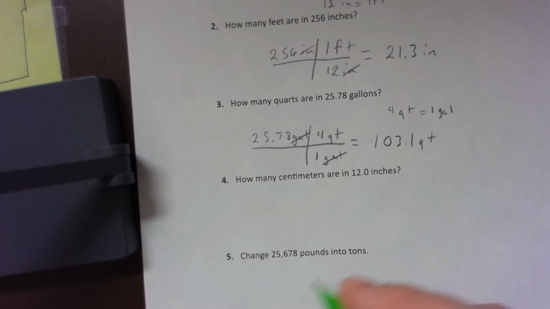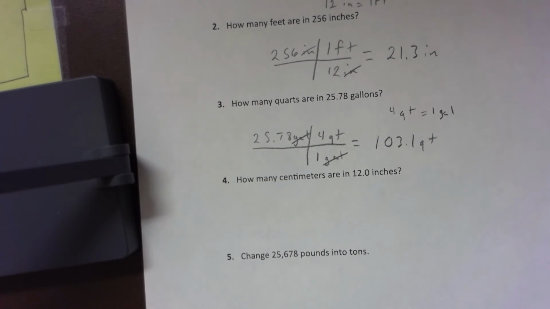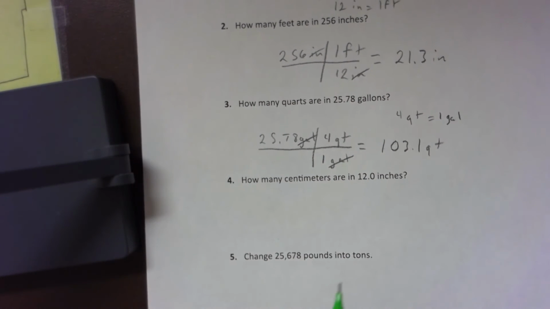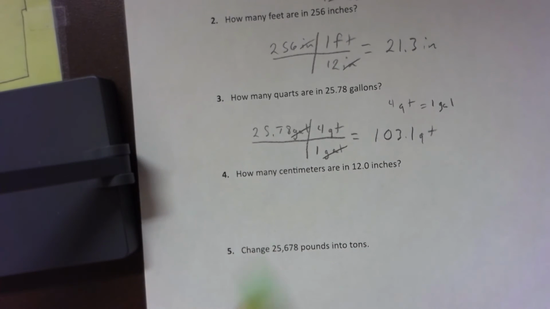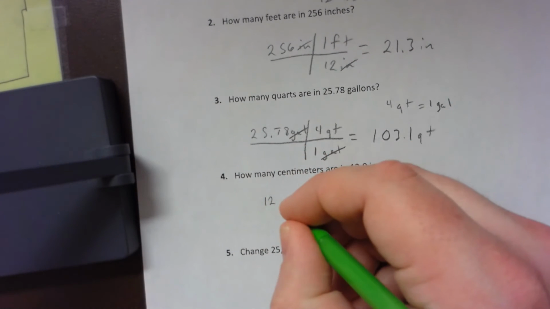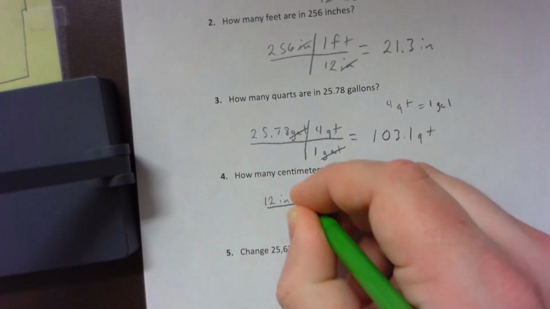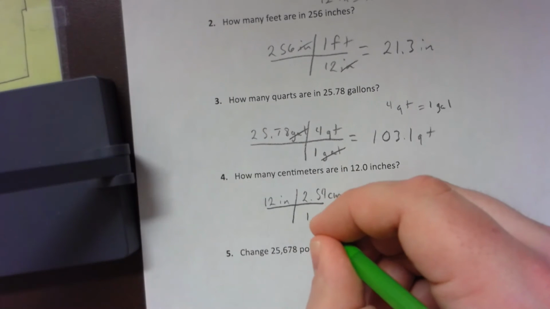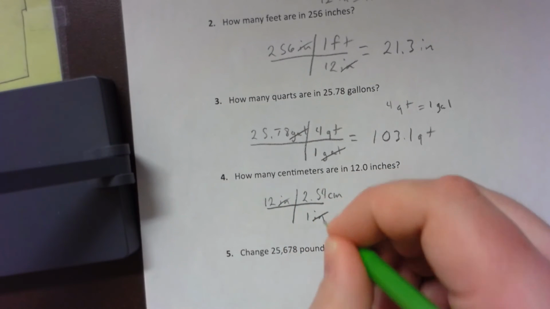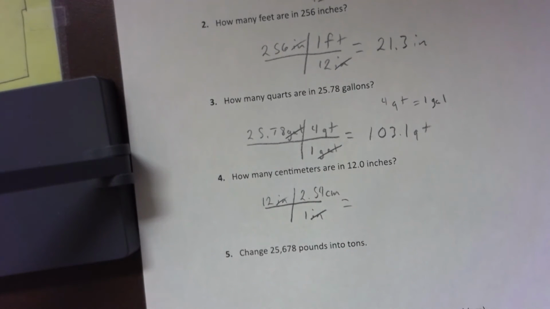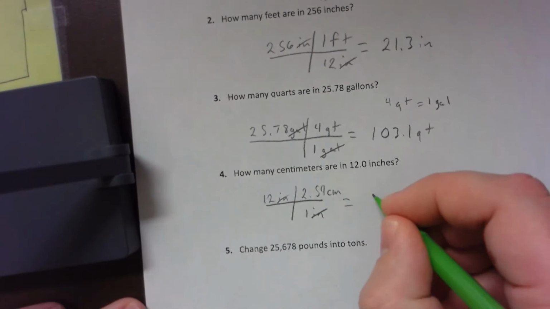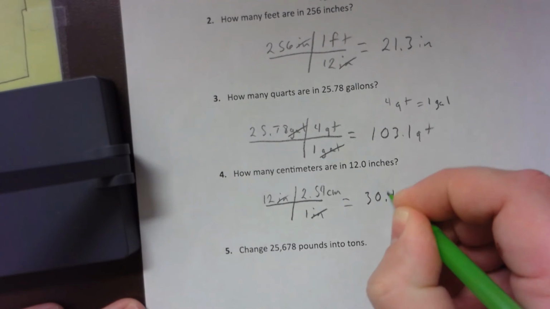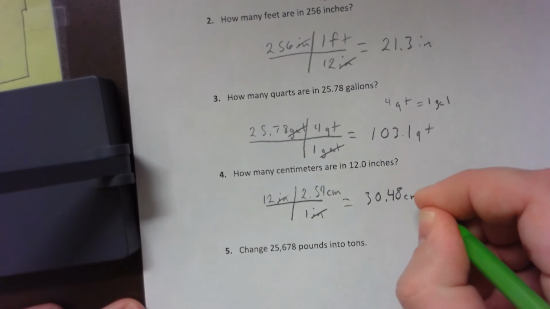Now, how many centimeters are in inches? This is where we have to work with it, because now we have to go back and forth between the metric system and the American system. So we have our 12 inches. If we look at our conversion sheet, we see it is 2.54 centimeters for every 1 inch. So now, get rid of our inches, we're trying to get to centimeters. It is going to be 12 times 2.54 to give us an answer of 30.48 centimeters.